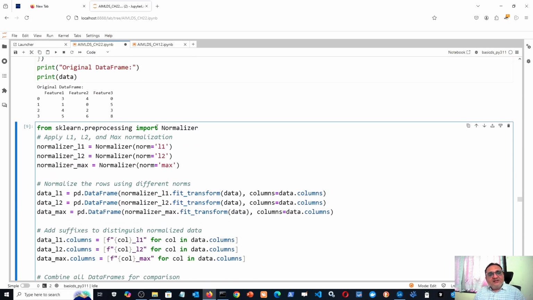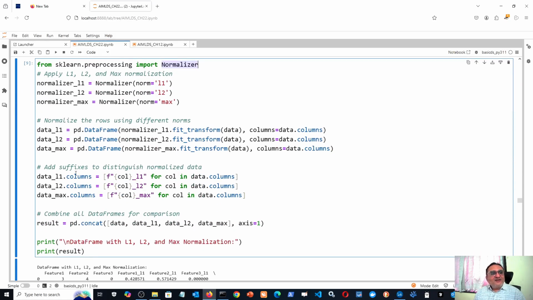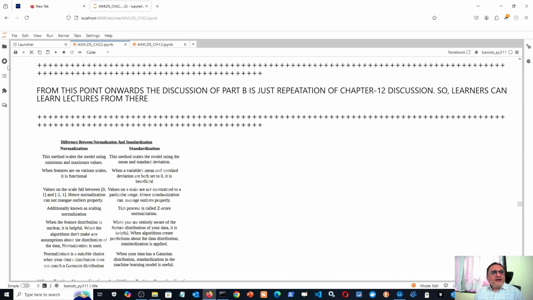Otherwise, very simple. Import Normalizer, create a normalizer object with the corresponding norm, and then normalizer.fit_transform, and decide some column names which you want to apply to that new pandas data frame. But also remember that this whole result will not be a pandas data frame, so you have to convert your result into pd.DataFrame, right? So that is okay. And here I have written, from this point onwards, the discussion of part B.